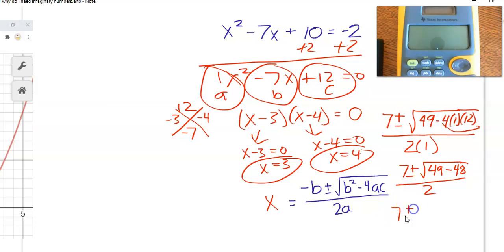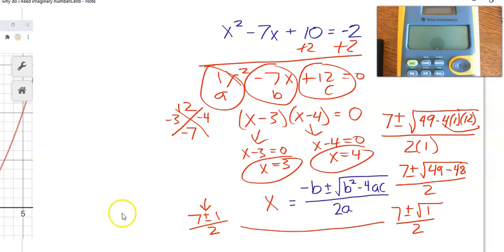So I end up with 7 plus or minus the square root of 1, over 2. The square root of 1 is 1, and I'm dividing that by 2. You might have been wondering how we're going to deal with the plus or minus. That's 2 answers. 7 plus 1 is 8, divided by 2, which is 4. And 7 minus 1 is 6, divided by 2, you get 3. So those are the 2 answers that we got using the factoring method and the quadratic formula.